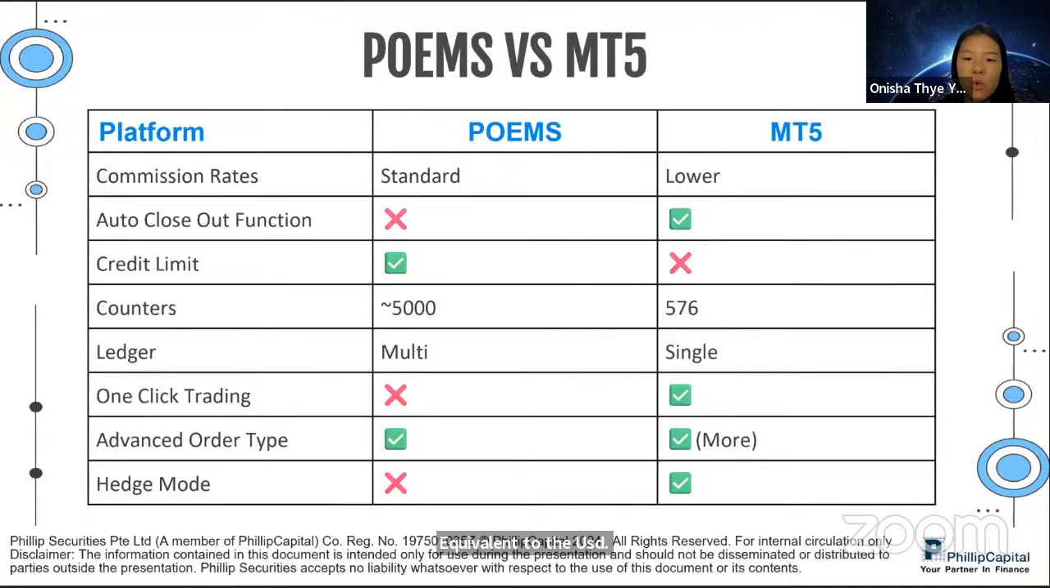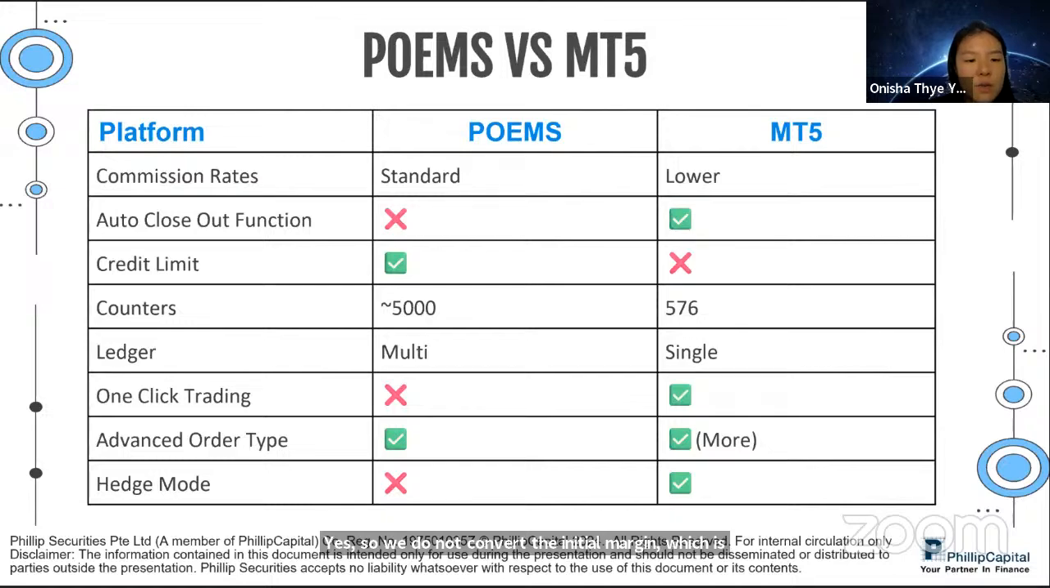So in MT5, when you make a profit of USD $10, we will only convert that USD $10 into SGD. We do not convert the initial margin, which is the margin required. We just convert the profit or loss that you made.